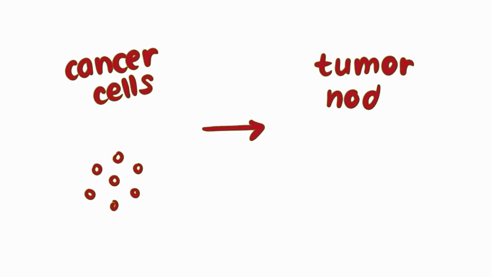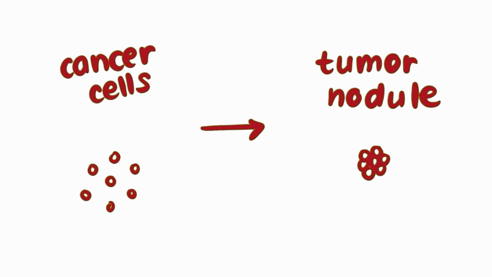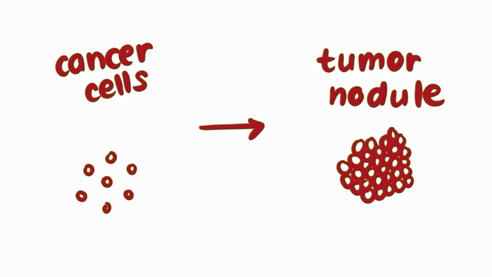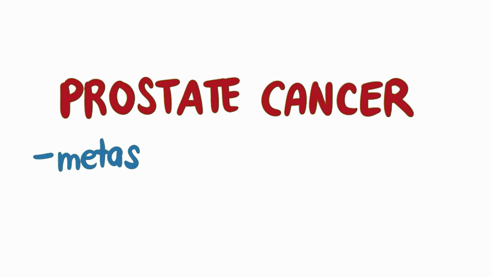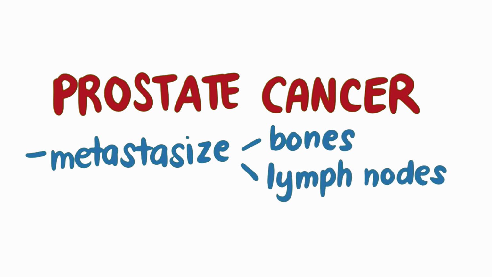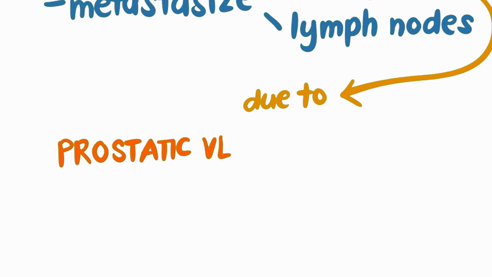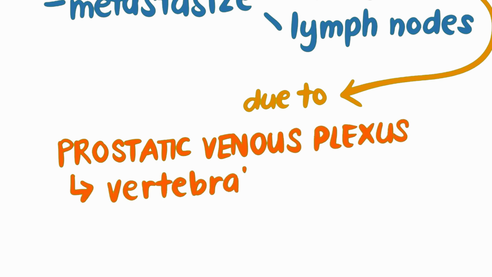The cancer cells grow and begin to multiply, initially spreading to the immediately surrounding prostate tissue and forming a tumor nodule. Prostate cancer commonly metastasizes to the bones and lymph nodes. Metastases to the bone are thought to be partially due to the prostatic venous plexus draining into the vertebral veins.